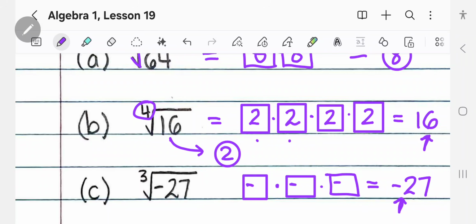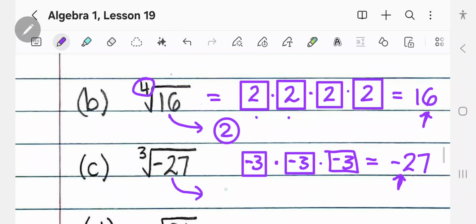Now, what number, when I multiply it times itself, a total of 3 factors, is going to give me 27? 2 times 2 is 4, times 2 is 8. That's too small. 3 times 3 is 9, times 3 is 27. There we go. So the cubed root of negative 27 would be negative 3.